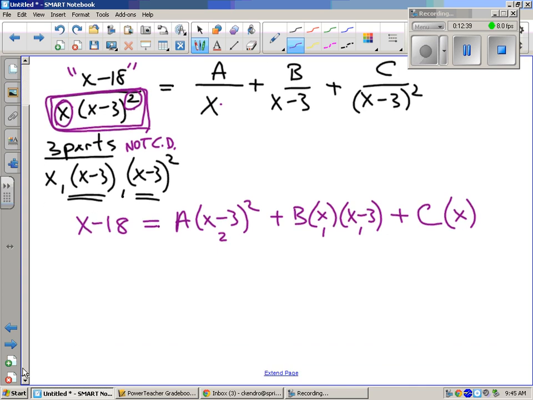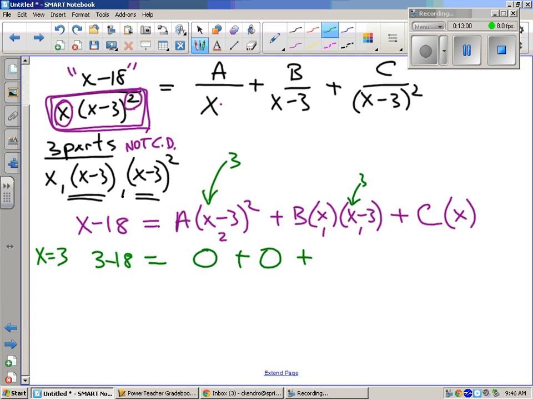All right, the next part, choose to lose. Look at this first parentheses here. If I put a 3 in there, I'm going to get 0. So that's my first choose to lose, a 3. So 3 minus 18 equals, this will be 0. Put it right here. That will be 0. And then put the 3 right here, and I get 3c. So 3 minus 18 is negative 15 equals 3c. So I know c equals negative 5. So that one's done.